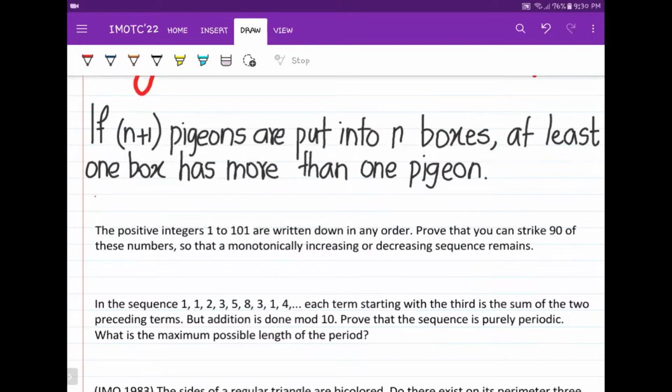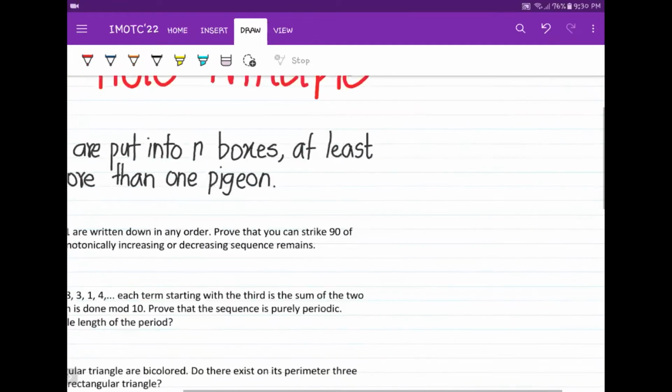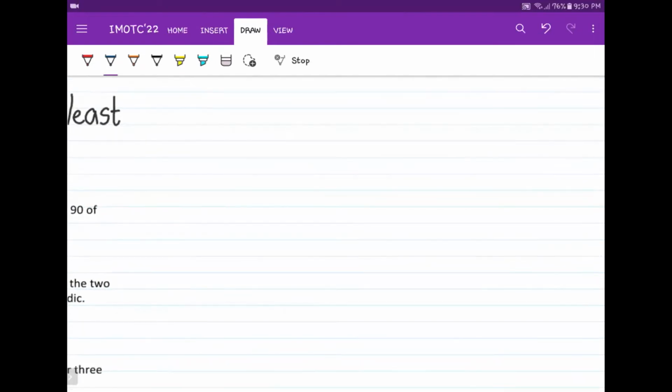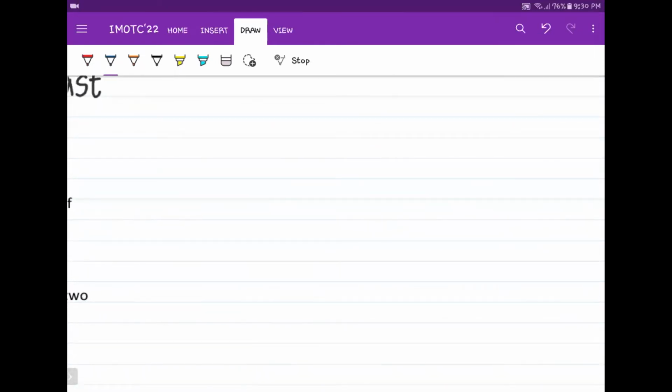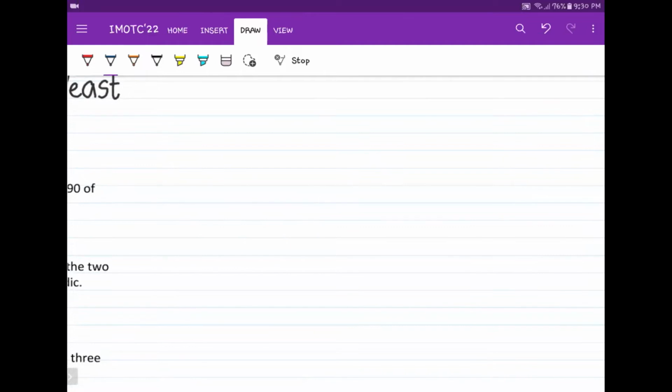For the second one, we can consider adjacent pairs, and those pairs will eventually have to repeat after at most 100. Is that what that means, that there's a maximum possible length of 100? Okay, the pairs should repeat within 100 steps, and why so?